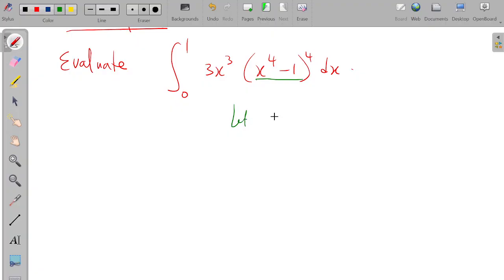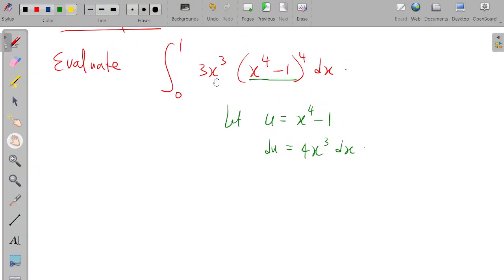Okay, so let u equal x^4 minus 1. That's our u. So our du will now become what? 4x^3 dx. Okay, but from here I can see x raised to power 3 can multiply with the dx, but not with 3, because this is 4. So I can rewrite this and say du over 4 equals x raised to power 3 dx, so that this can join with this here, and then we can call it du over 4.